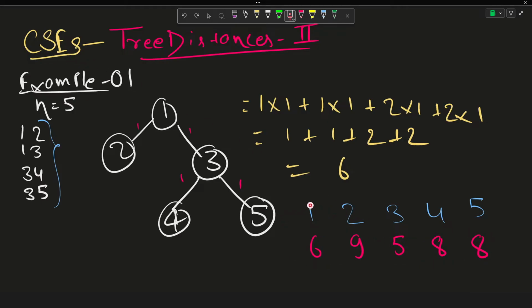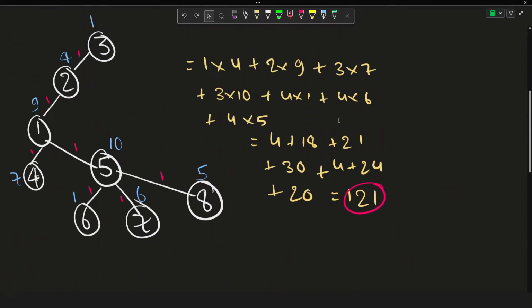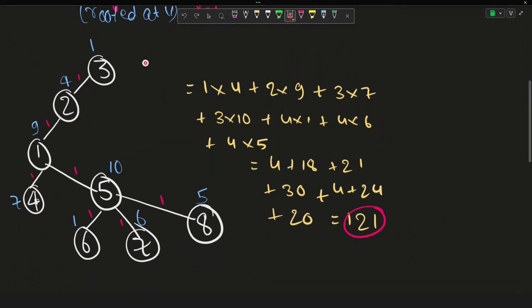So I hope you understand how this example worked and how the output comes for this problem, Tree Distances 2, in the CSES problem set. As you can see, this problem is very similar to the previous problem on Codeforces. The only difference is that here we are going to a particular node and also multiplying the value of that node which is present at that vertex, right?